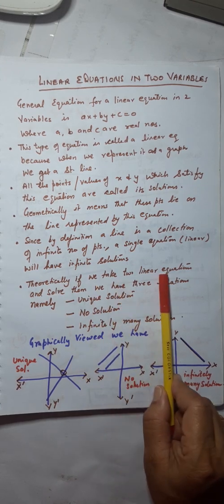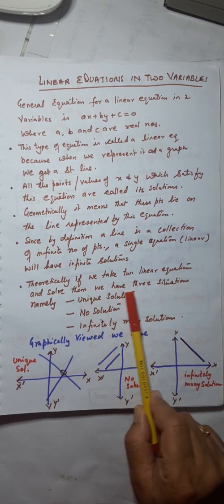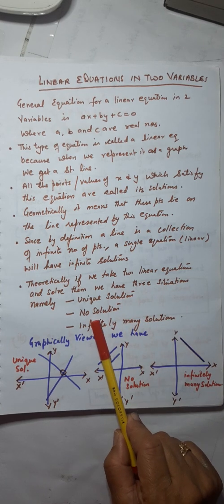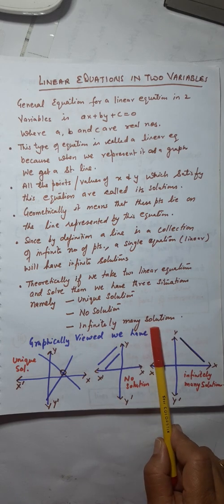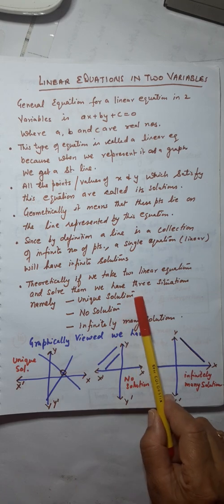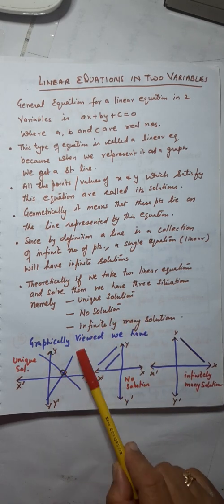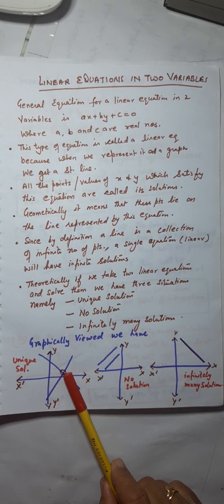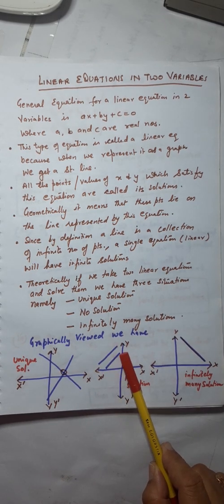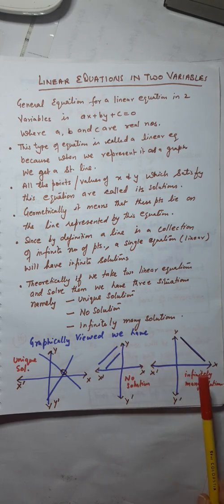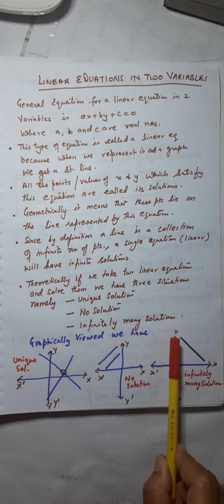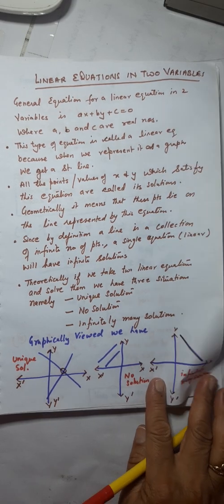Theoretically, if we take two linear equations and solve them, we have three situations, namely a unique solution, no solution, or infinitely many solutions. Let's see. Graphically, when we view it, a unique solution means two lines will be intersecting at one point. No solution means the two lines will be parallel to each other. And infinitely many solutions means the two lines will be coincident. That means they will be lying one over the other.